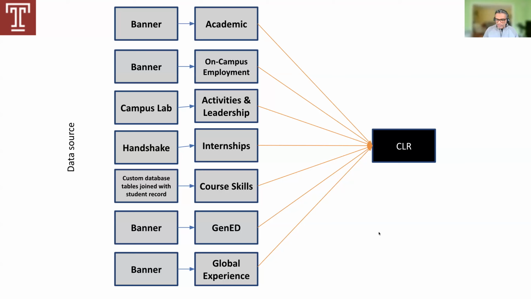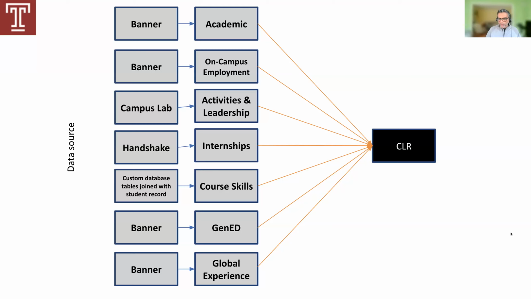We use Campus Lab to manage student activities, engagement, and leadership roles. That data is used to fill the activities and leadership requirements within the CLR. Handshake is leveraged for internships, so we use data from Handshake. Then we built a custom database for mapping individual courses to particular skill sets. Part of this process was also building an internal infrastructure for managing all of the data.